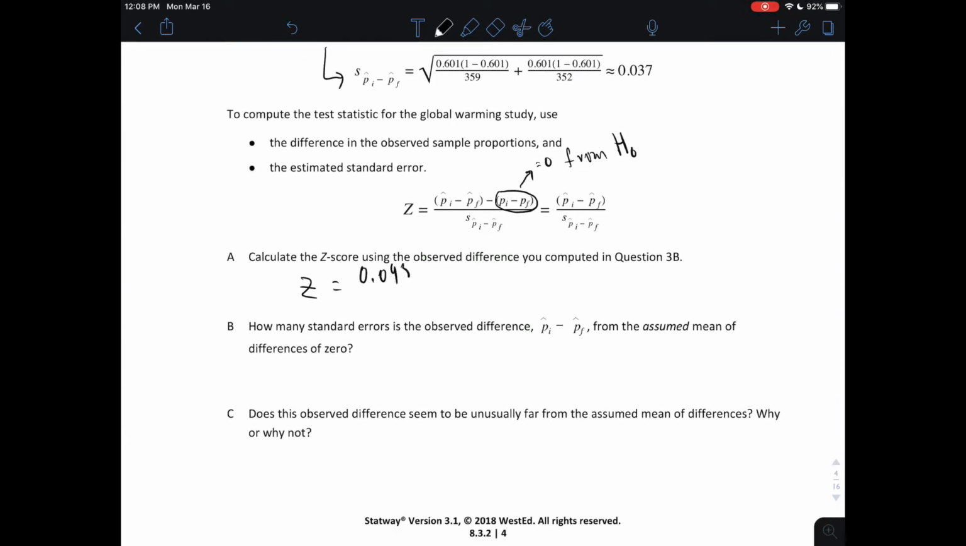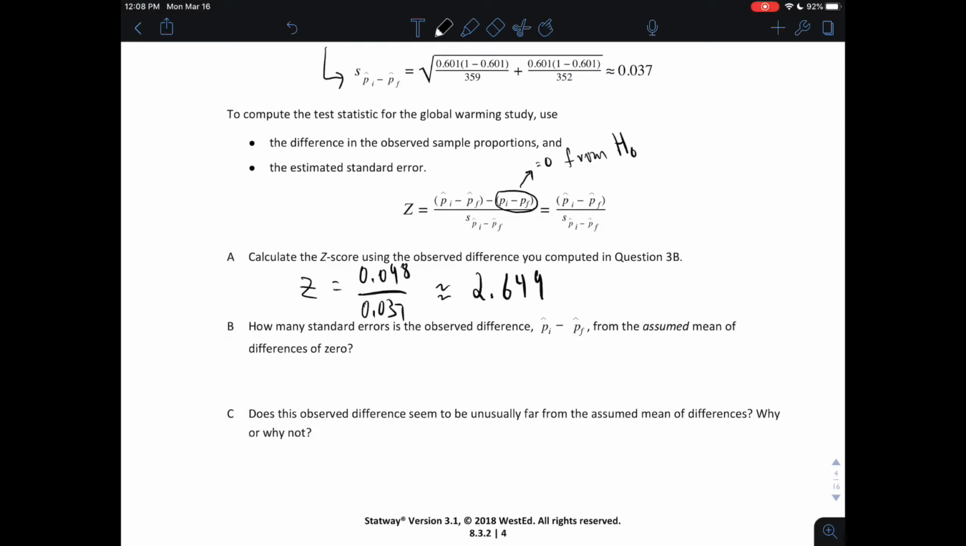So 0.098. And then we're going to divide that by that estimated standard error that we were just given, 0.037. And if you round that quotient to 3 decimal places, you'll get 2.649.